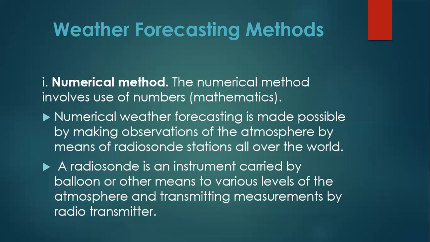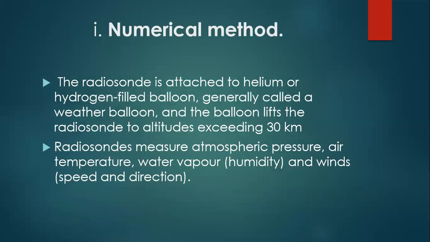Numerical weather forecasting is made possible by making observations of the atmosphere by means of radiosonde stations all over the world. Now let us understand what a radiosonde is. A radiosonde is an instrument carried by a balloon or other means to various levels of the atmosphere, transmitting the measurements by radio transmitter. So basically, it is an instrument used in this numerical method to obtain the various weather changes.